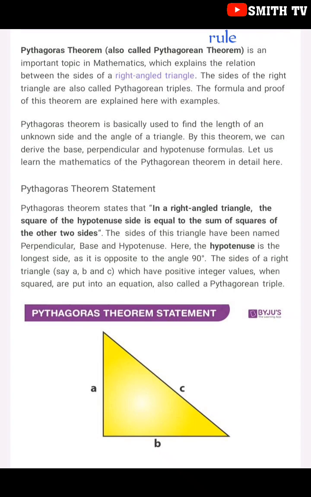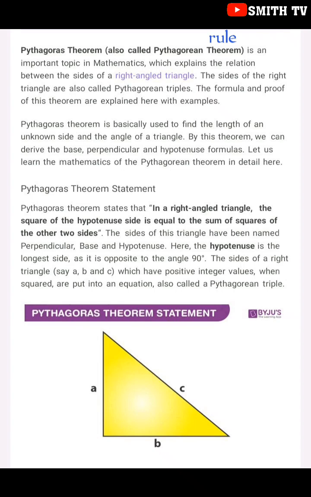Pythagoras theorem statement. Pythagoras theorem states that in a right-angled triangle, the square of the hypotenuse side is equal to the sum of squares of the other two sides. The sides of this triangle have been named perpendicular, base, and hypotenuse. Here, the hypotenuse is the longest side as it is opposite to the angle 90.